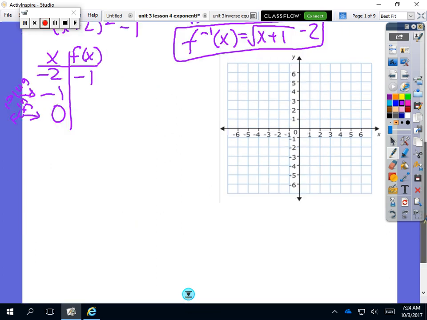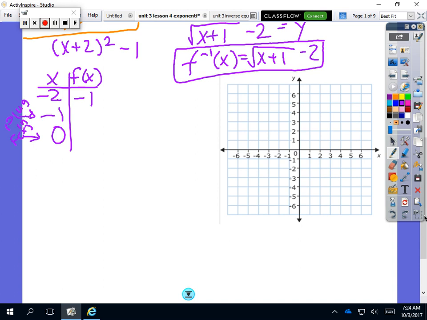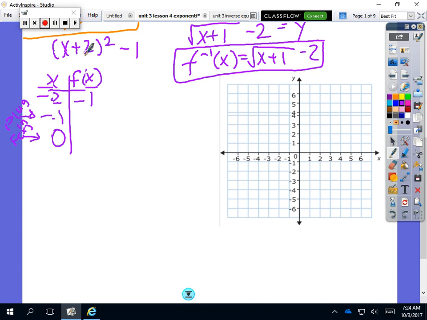Okay, so to finish our table, we plug this -1 in for x. So -1 plus 2 squared minus 1. -1 plus 2 is 1. 1 squared is 1, minus 1 is 0. And 0 plus 2 squared minus 1. 0 plus 2 is 2. 2 squared is 4. 4 minus 1 is 3. So there's my function, the table for my function. So -2, -1, -1, 0, and 0, 3.